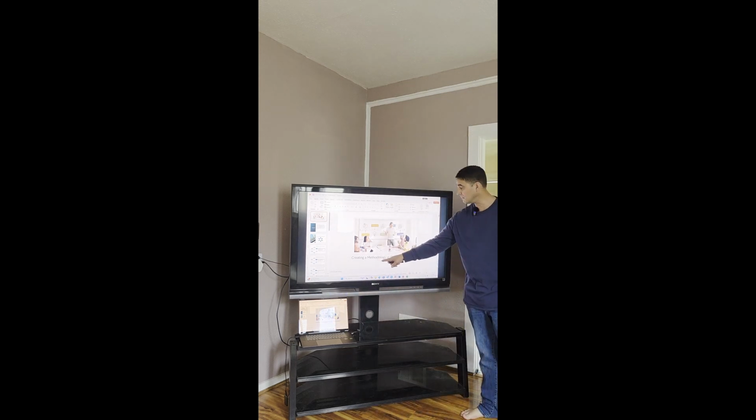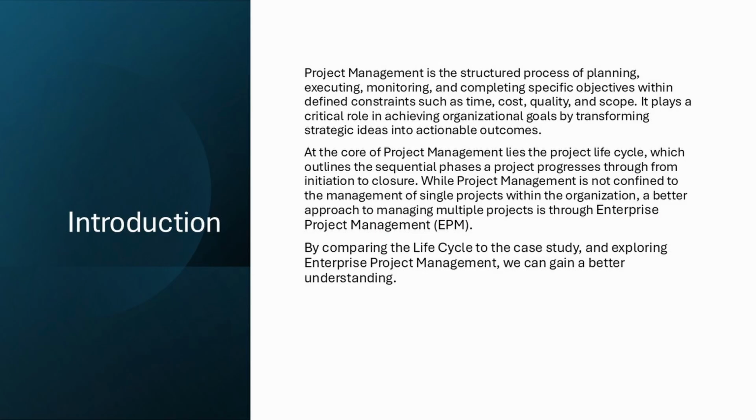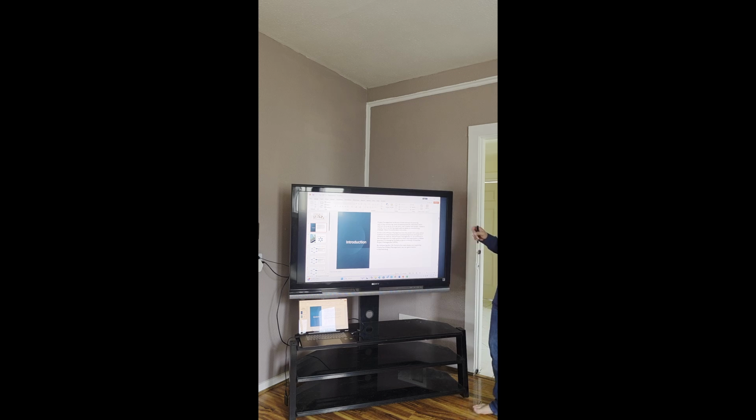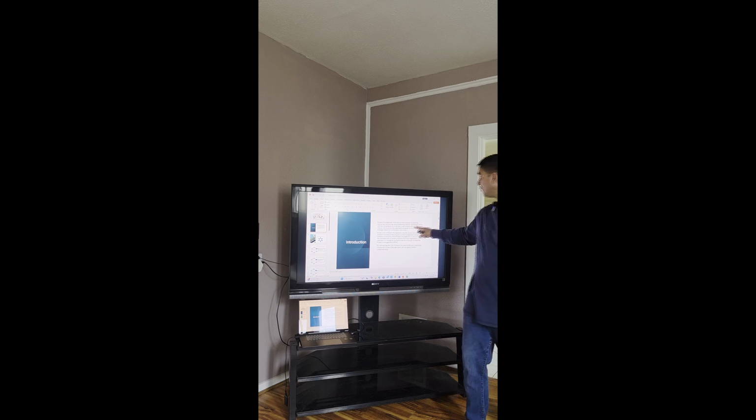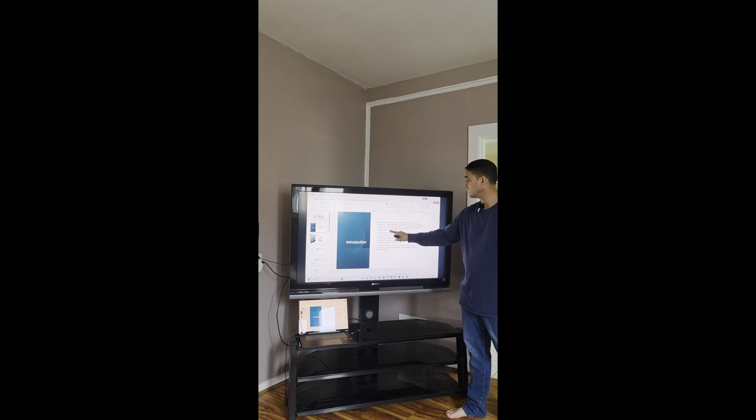Today we will be covering creating methodology in project management. Project management is a structured process of planning, executing, monitoring, and completing specific objectives within the defined constraints of time, cost, quality, and scope. It plays a crucial role in achieving organizational goals by transforming strategic ideas into actionable outcomes. And that is the key right there. Transforming strategic ideas into actionable outcomes.